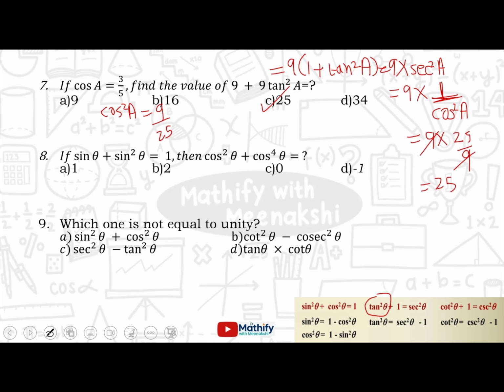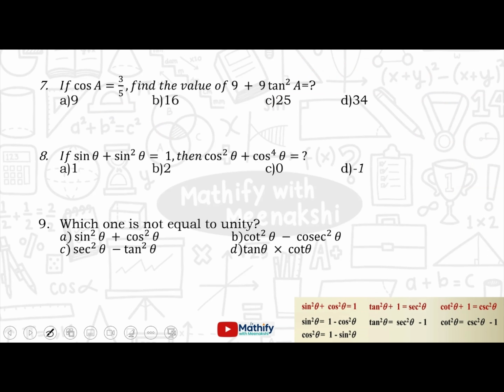Let's move to question number 8. In question number 8, it's given that sine theta plus sine square theta is 1. Again, you have a square. Just move it to that side so that it becomes an identity. Sine theta is equal to 1 minus sine square theta. Now, what is 1 minus sine square theta? See here, it's cos square theta. That means your sine theta is cos square theta.